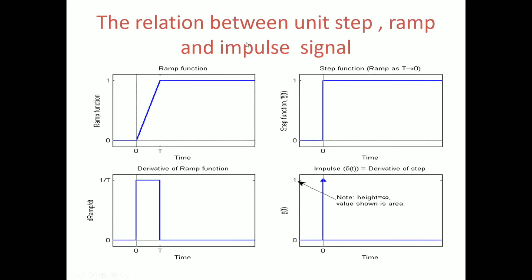And what could be the relationship between the unit step, ramp and impulse signal? If we look here, this is the practical ramp signal. This is a ramp signal, this is a step signal, and this is the derivative of the ramp signal. If I make this delta go to 0, then I will get what is called the impulse signal, the derivative of the step signal. The derivative of the step signal is the impulse signal. The derivative of the ramp signal is a rectangular or square signal.